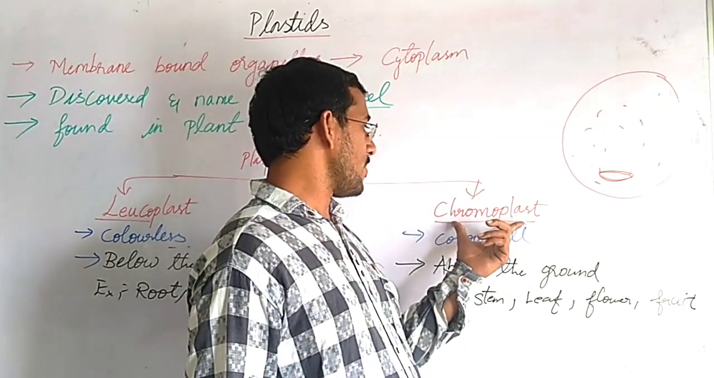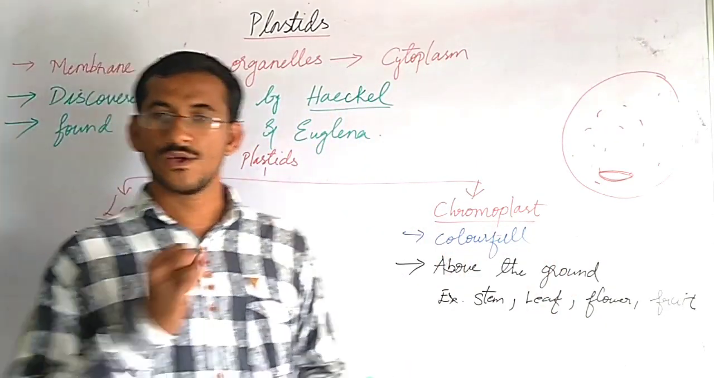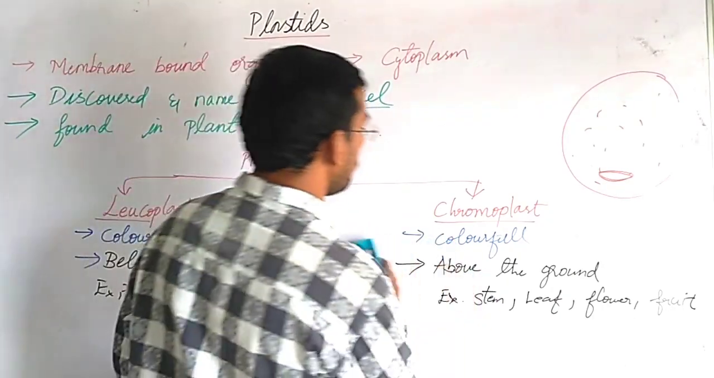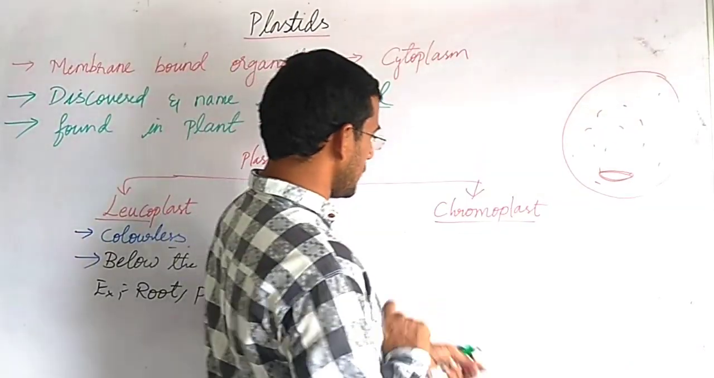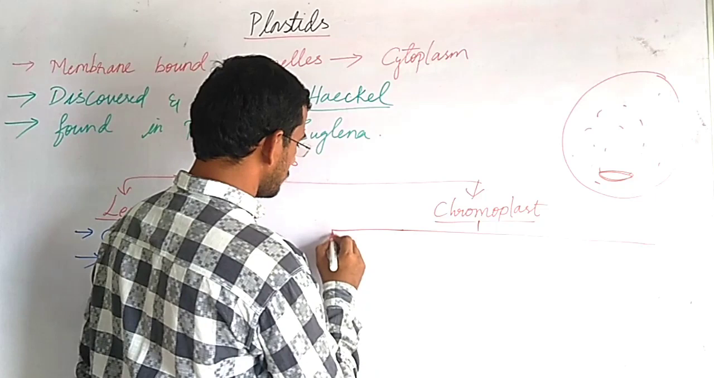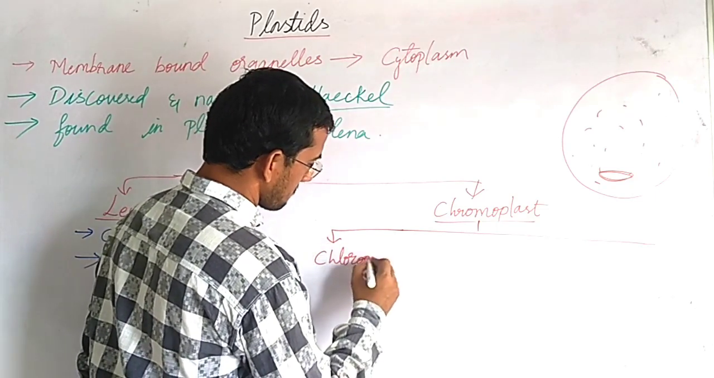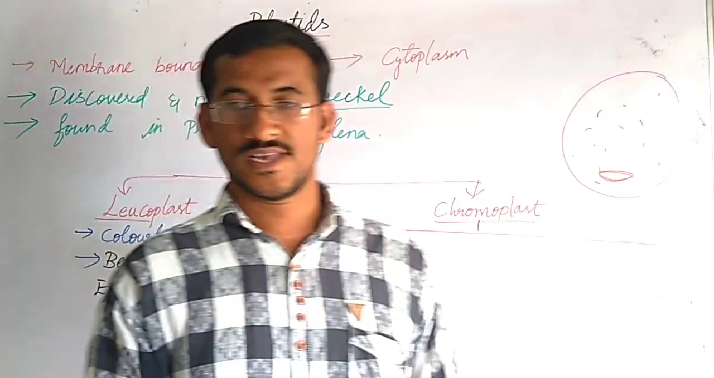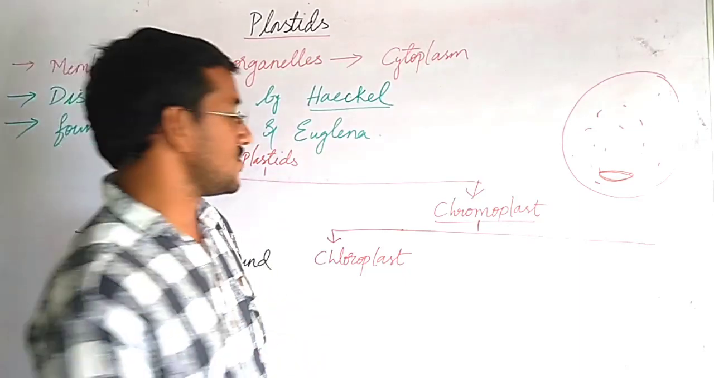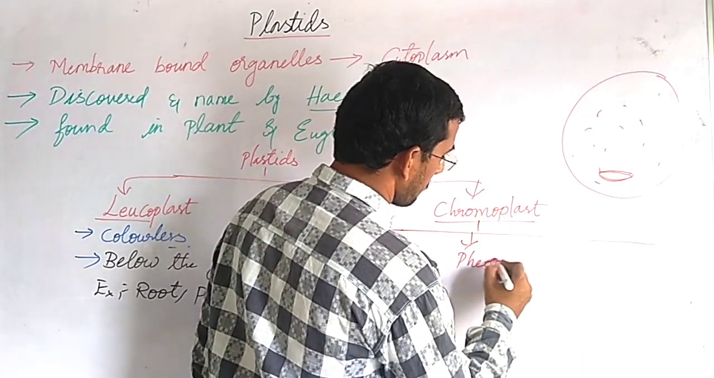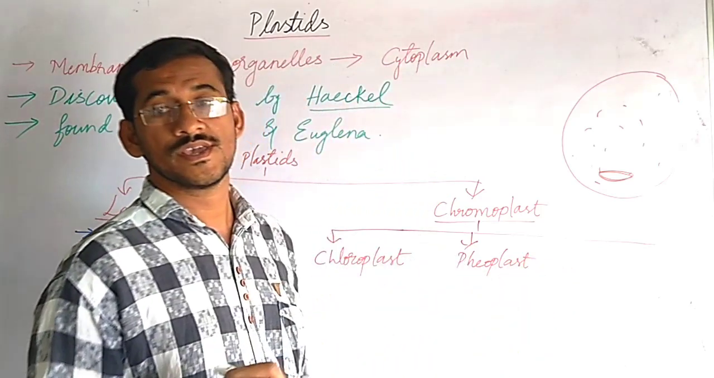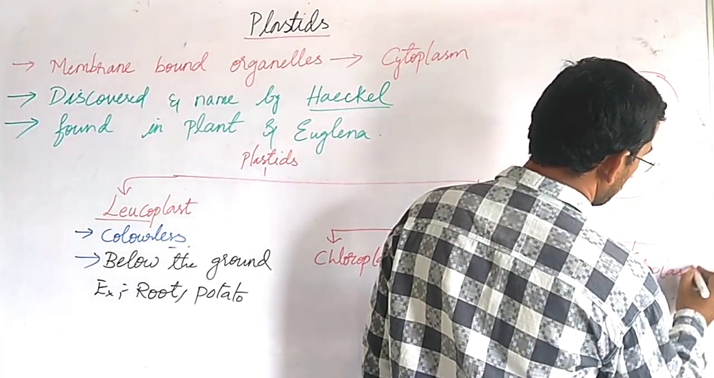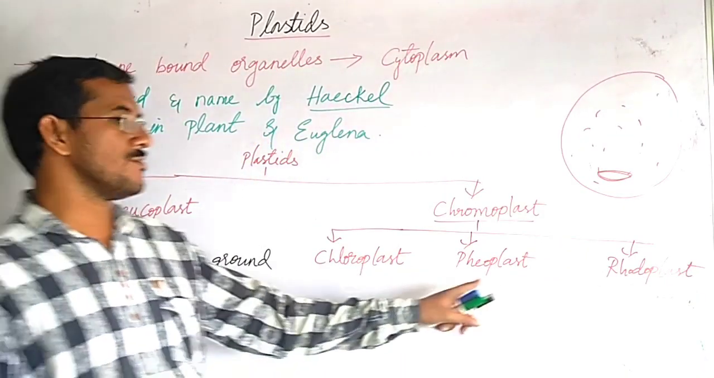Now, chromoplasts are divided into three types. They are chloroplast, pheoplast, and rhodoplast. Write the divisions here. One is chloroplast. We are going to study only chloroplast because that is included in your syllabus, and the other two are not included. Next one is pheoplast, and the third one is rhodoplast. So these are the three types of chromoplast.